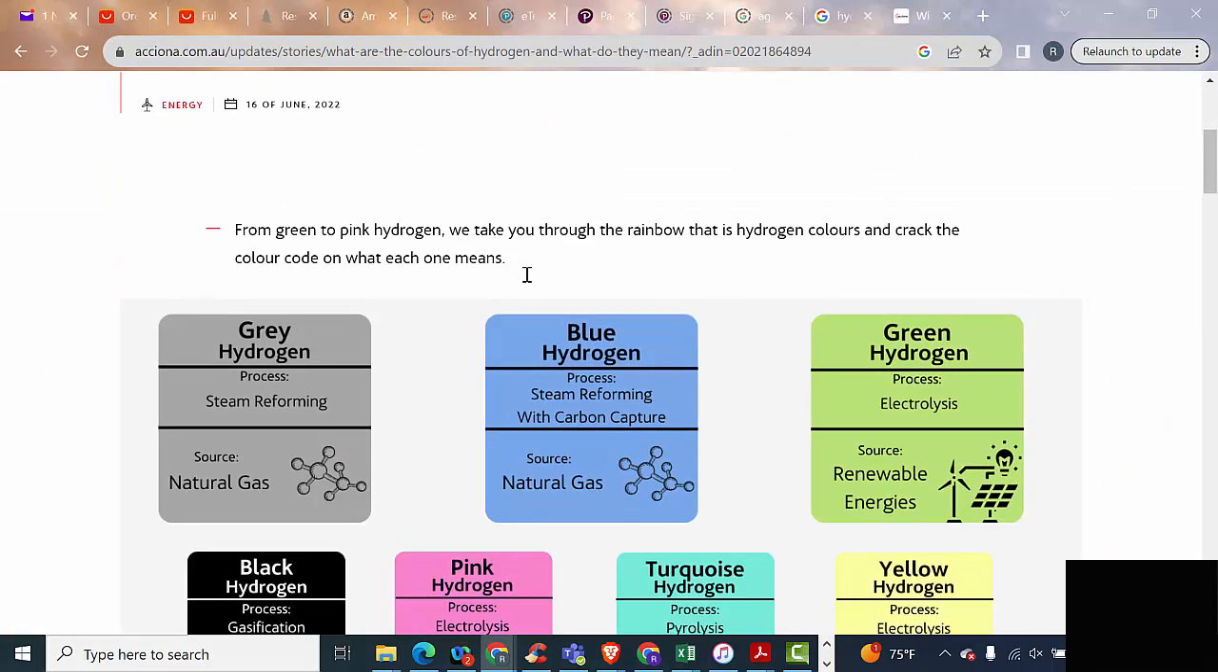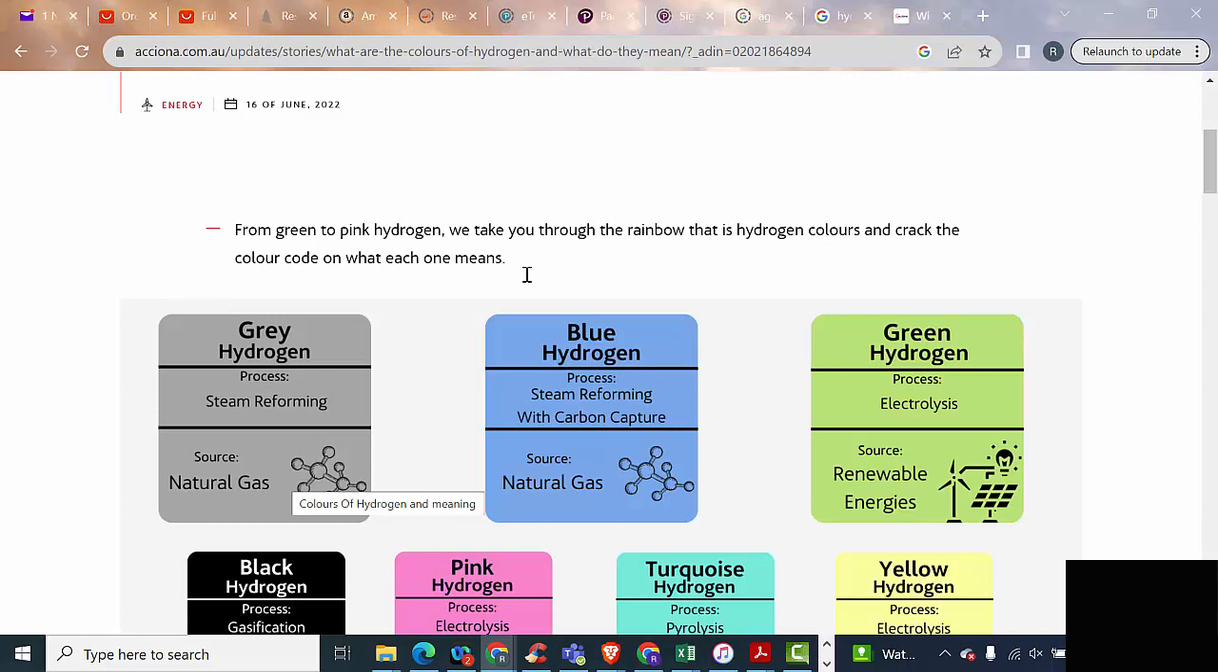Gray hydrogen is made from natural gas. Blue hydrogen is also made from natural gas, but by a different process where they capture the carbon. Natural gas leads to carbon emission, and so to improve that process, they capture the carbon emission.